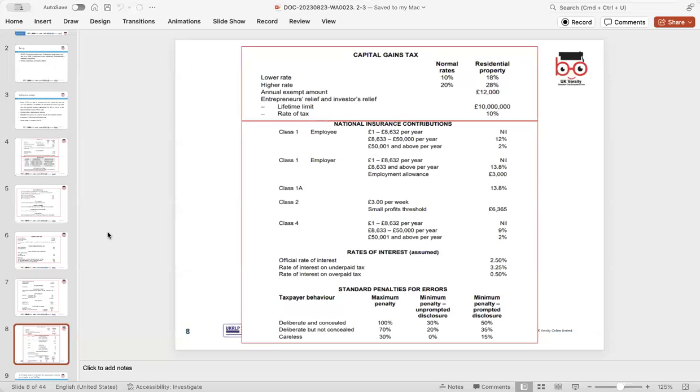So the last one is standard penalties for errors in tax filing. These penalties vary depending on the taxpayer's behavior, ranging from careless mistakes to deliberate and concealed action. The maximum penalty can be as high as 100% of the tax due for deliberate and concealed behavior, while the minimum penalty for unprompted disclosure is 30% and for prompted disclosure it's 50%.